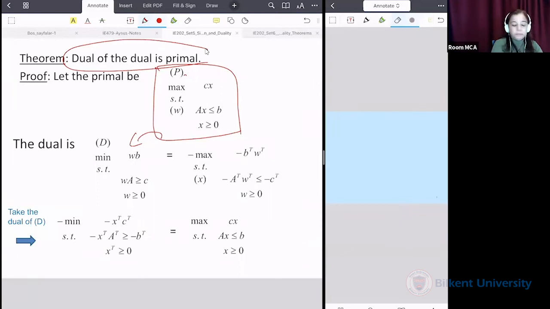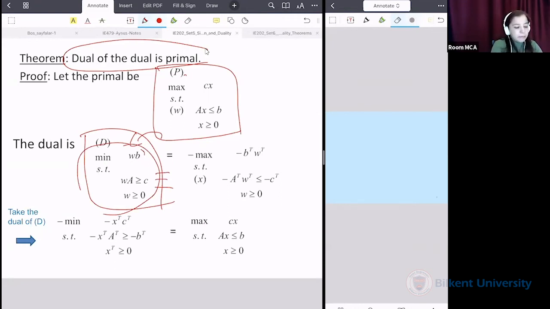W non-negative. Now, this is okay, but I'm supposed to take the dual of this guy because it asks me the dual of the dual, right? But I don't know how to handle canonical form min. So let's convert this to a maximization problem. We can do that, right?